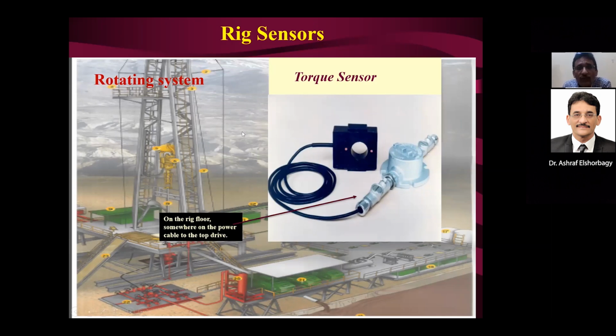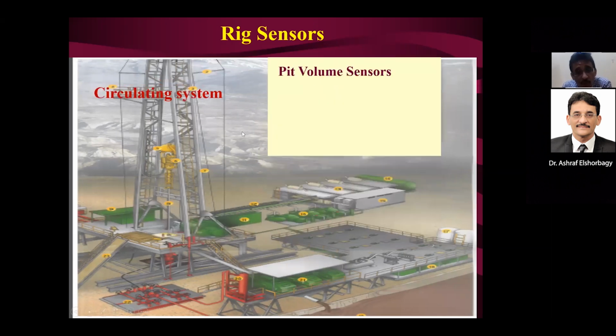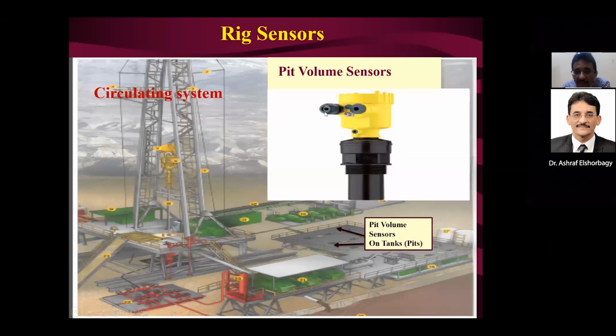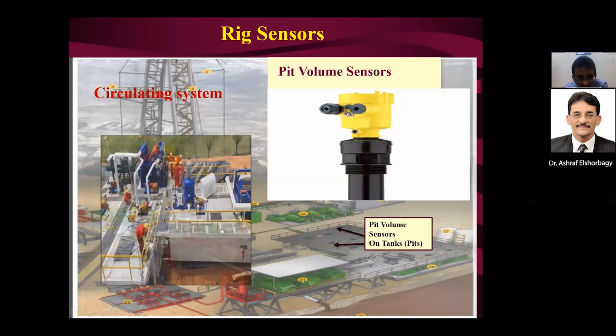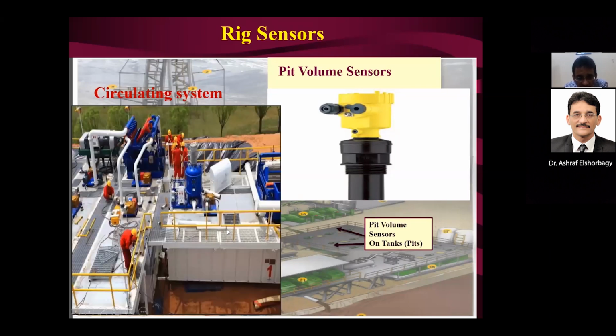When you go to the circulating system, let's remember, the circulating system starts from the pits or the tanks here. Do we have any sensors in the pits? Yes, we have what is called the pit volume sensor. This pit volume sensor is fixed here at the surface of the pit. That's the shape of the tanks, and I put my sensor here.